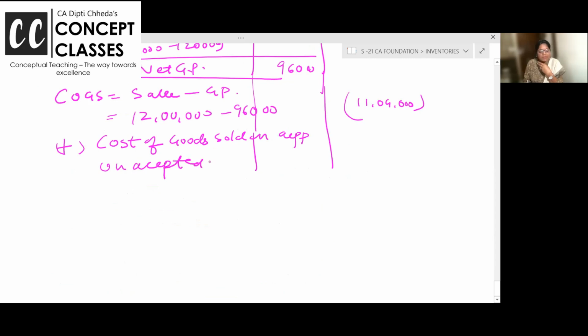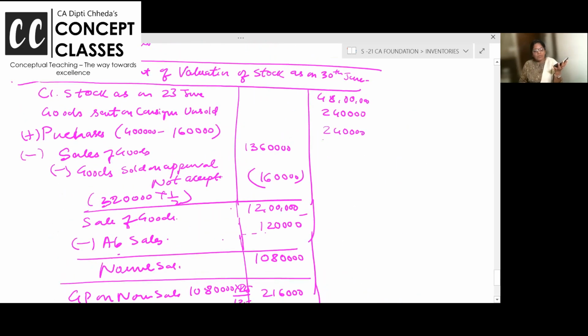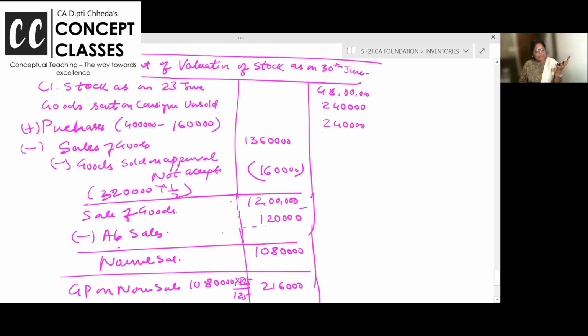Unaccepted, now returned. So 160 is the selling price. Cost will be 100. Anyone in the class is having doubt? 160 selling price 125. So cost will be 100. 1,28,000 वो भी ऐड करो. 128 वो भी ऐड करो.